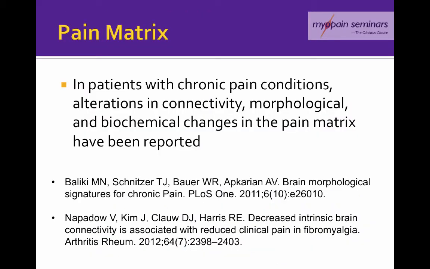As you already expected, the story is in fact much more complicated than we make you believe. In patients with chronic pain conditions, for example, there are alterations in the connectivity, the morphological and biochemical changes in the pain matrix. It's been shown for many chronic pain conditions, including fibromyalgia, where there's a decreased intrinsic brain connectivity associated with reduced clinical pain.